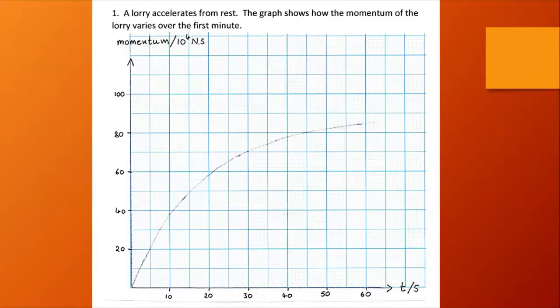Now, let's look at this question. A lorry accelerates from rest. The graph shows how the momentum of the lorry varies over the first minute. How would we go about this question? Well, remember my previous advice. Look at the y-axis. We've got 10 to the 4. Circle that. Remember it. Don't let that slip in any subsequent calculation.